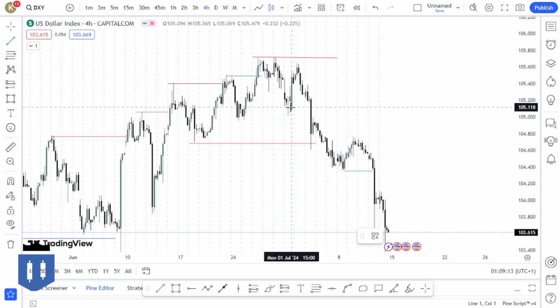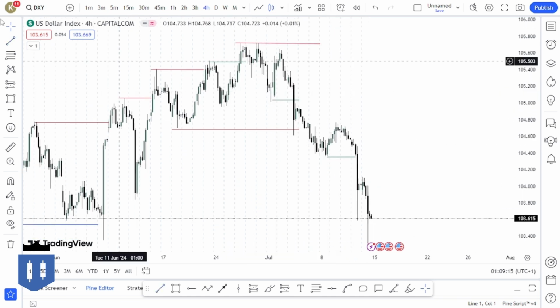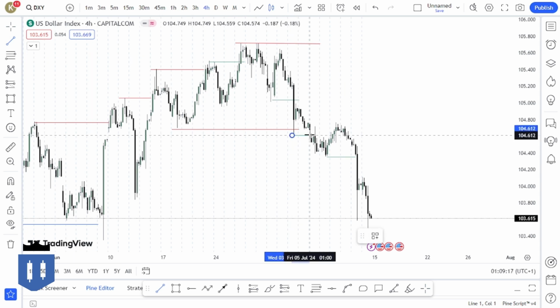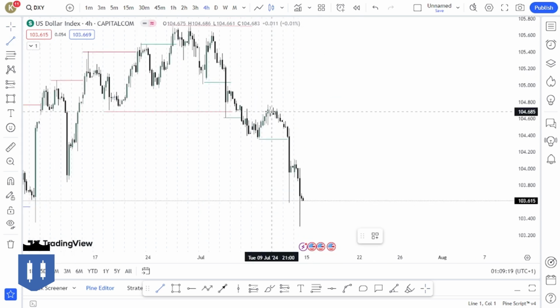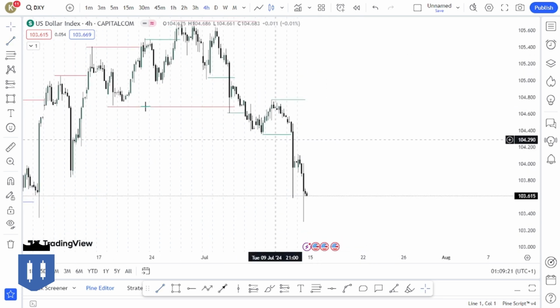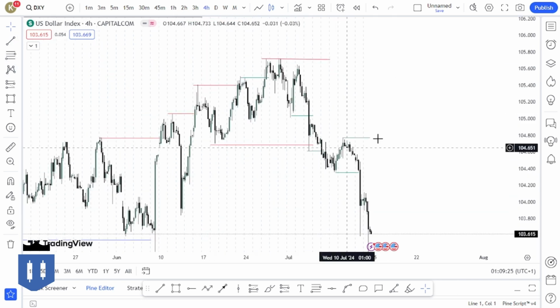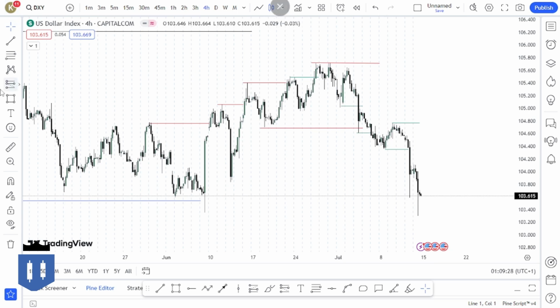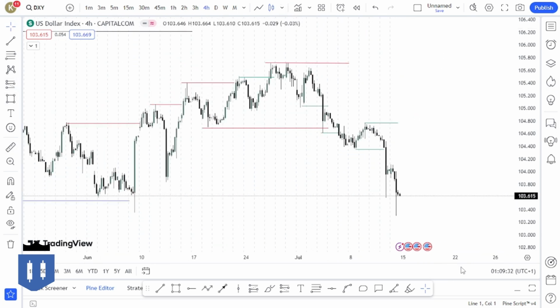So these are my 4 hour structures. These green lines you see right here, they're just my 4 hour structures. As you can see, very clean and neat. Okay, if you're watching this, do the exercises and practice. Okay, so let's do it for another pair. Let's do it for gold in the next video.